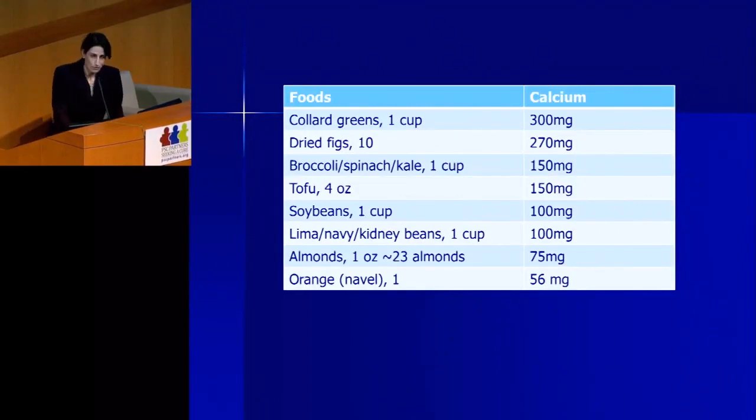Remember, I showed you the picture of the cow chewing greens. Yes, you can get calcium by eating greens, but you're going to have to be eating like a cow, meaning half your plate of greens every single meal, pretty much. Who knew dried figs had so much calcium? Broccoli, there's calcium in broccoli, but again, you're going to have to be eating a lot of broccoli to be getting that 1,000 to 1,200 milligram per day of calcium.